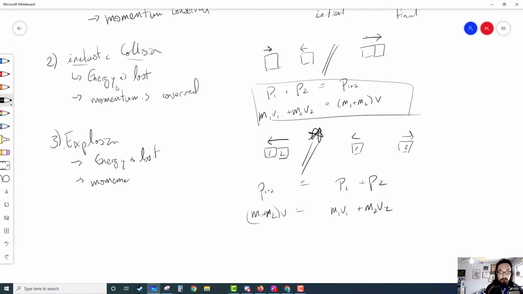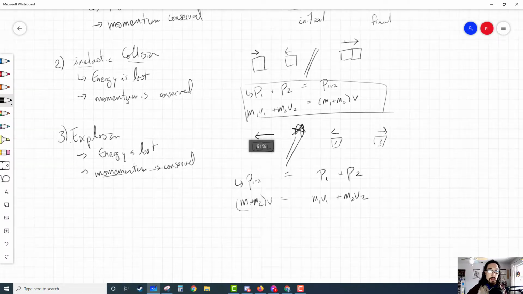Now, you'll notice that momentum is conserved for every single one of them, and that has to hold true because otherwise we can't use the conservation of momentum equation. If this statement was not true, we can't use this formula, and because it is true, we can use that formula. Those were the three types of collisions.